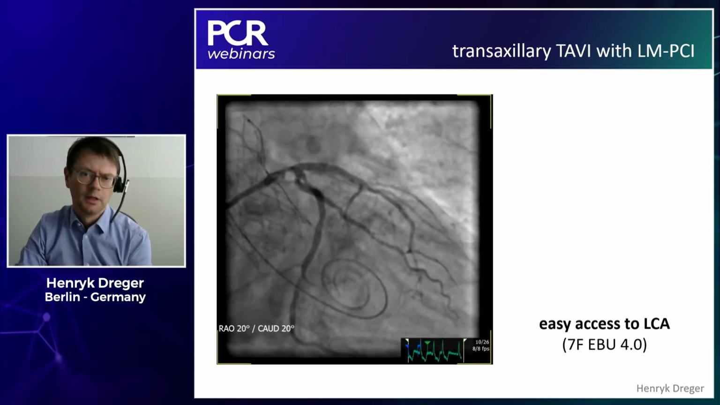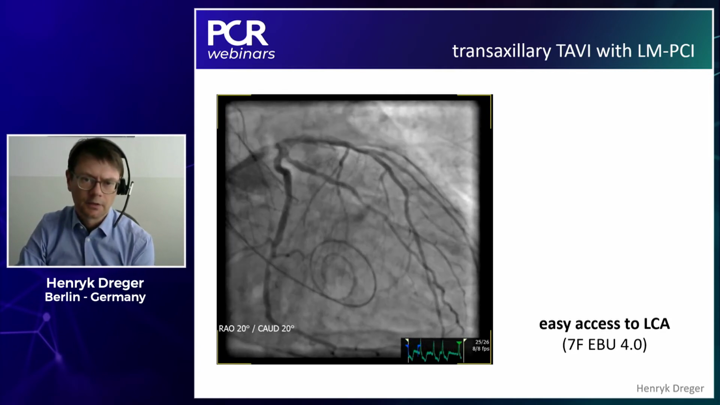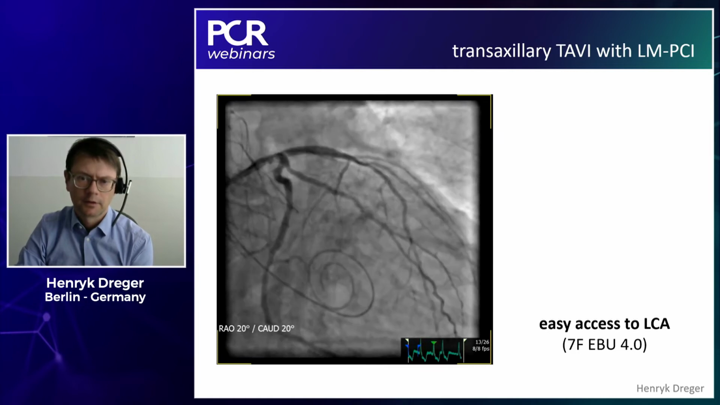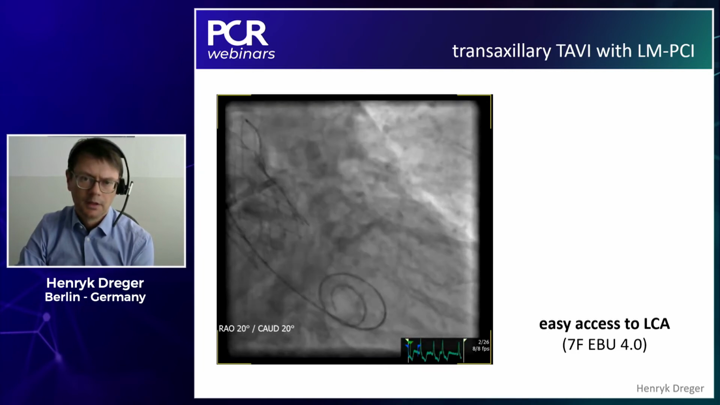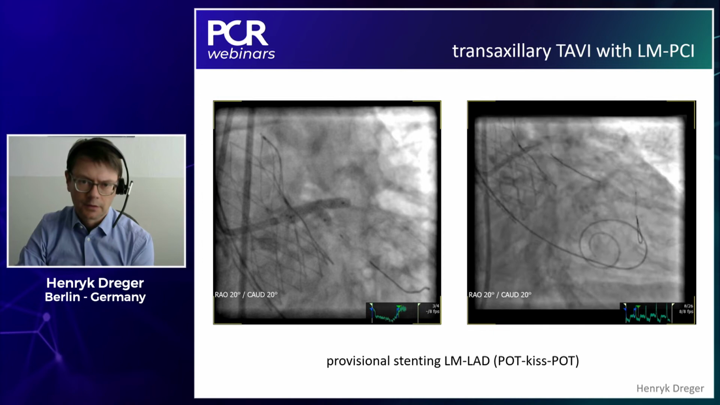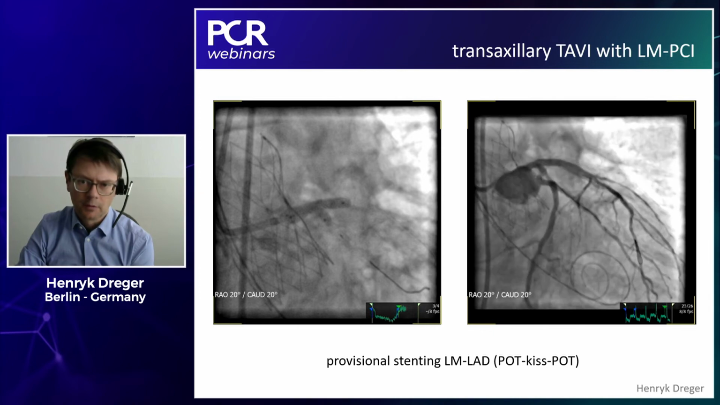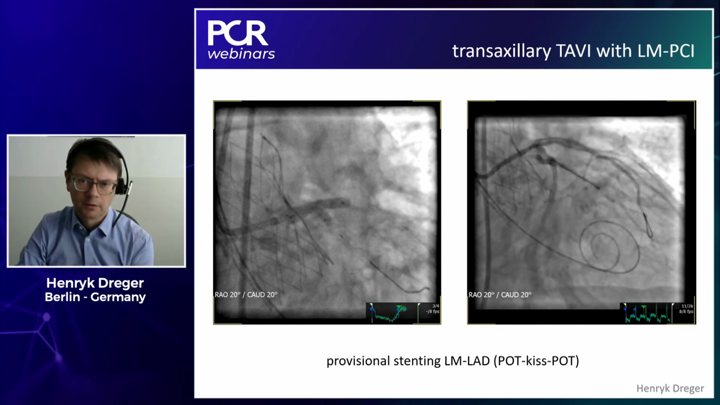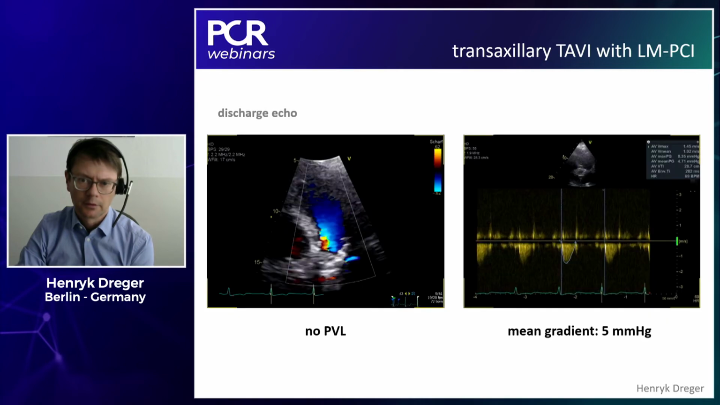And this was followed, and I keep it brief as Flavio did, because this is not a PCI session, by selectively engaging the left coronary very easily with a 7 French extra backup catheter, and then we just performed a provisional stenting, POT, kissing sequence. And this was a very easy case.